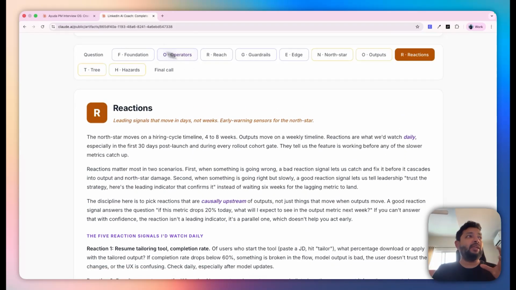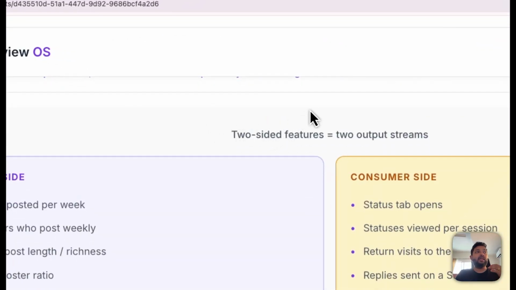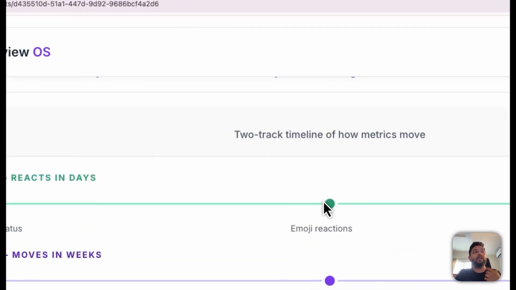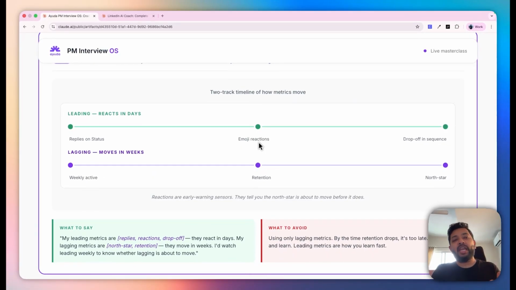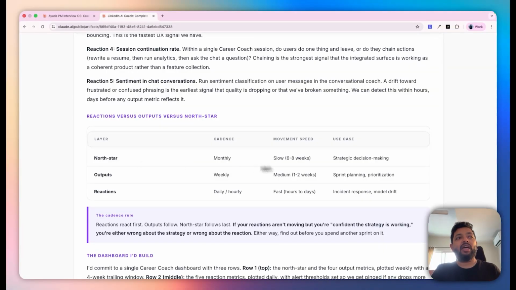So like we discussed yesterday as well, from the outputs that you pick, in this framework, you have to convert it into reactions. And those reactions have to be leading and lagging. Now, lagging is of course the North Star for us. So here, as we see, the North Star is monthly, looking at what is going on. Output is of course weekly, and then reactions is daily and hourly, right? Just North Star is at the top, then outputs, and then reactions.